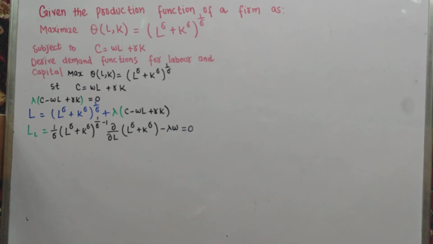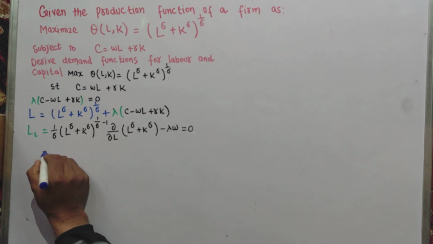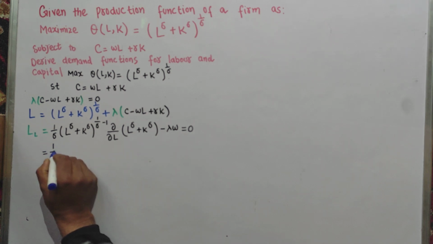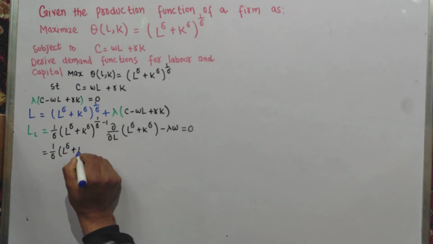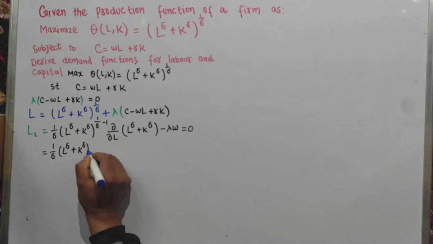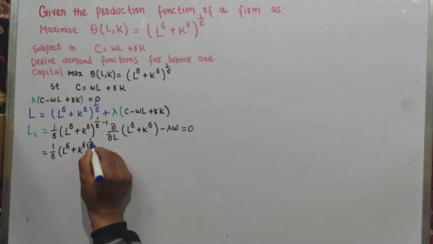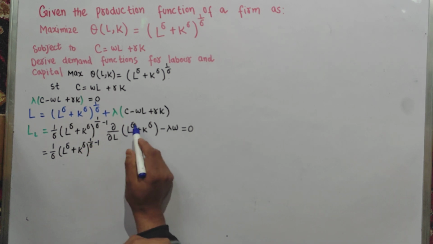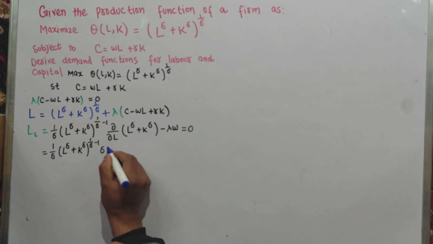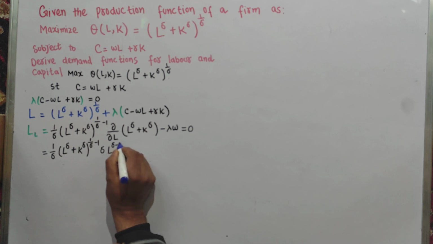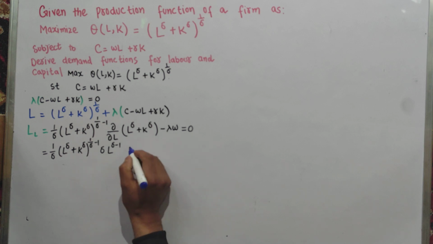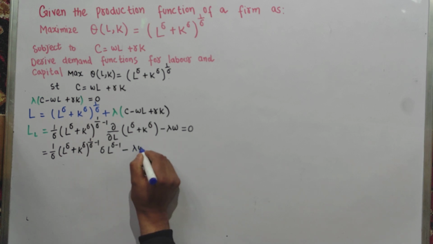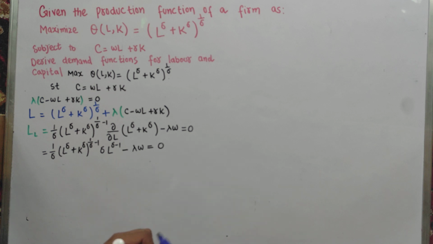If I arrange or solve it further, I will get 1/δ times (L^δ + K^δ) raised to the power 1/δ minus 1. Now the derivative of L^δ: again the exponent becomes the coefficient and the exponent is subtracted by 1, so we get δ times L^(δ-1), and the derivative of K^δ will be equal to 0 because we are taking the partial with respect to L, minus lambda times W, and we set it equal to 0.